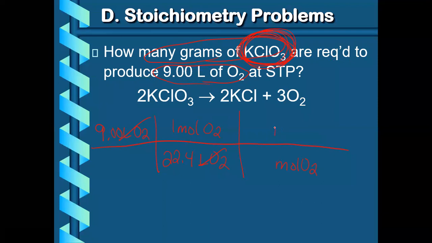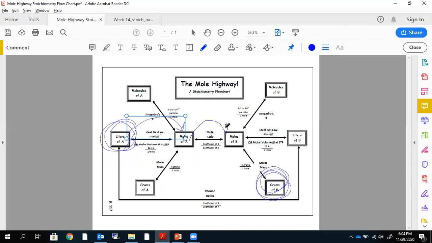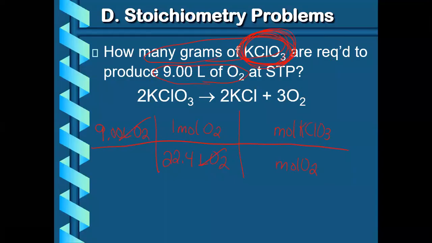So if I want to go from moles of O2 to moles of KClO3, if I look at my mole highway, now I'm doing this step of going from moles of one chemical to moles of another chemical using my mole ratio. So based on my balanced equation, 2 goes here with KClO3 because that's the coefficient there. And then oxygen gets coefficient of 3. I'm going to run out of room, aren't I? Moles of O2 and moles of O2 are going to cancel for units. If I stopped there, my answer would be in moles of KClO3. I need grams of KClO3.